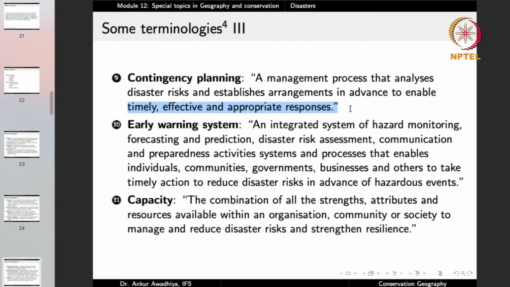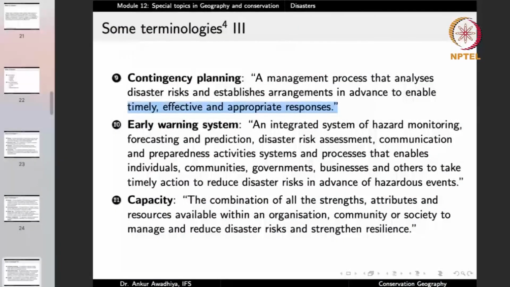They should be timely, meaning that they should be ready to work as soon as the disaster has happened. They should be effective, which means that you should have a substantial amount of infrastructure, a substantial amount of resources, so as to enable a proper response to the disaster. And appropriate, they should take into account the physical factors, the climate, the people, the socio-economic conditions of people, and they should be appropriate for those situations.